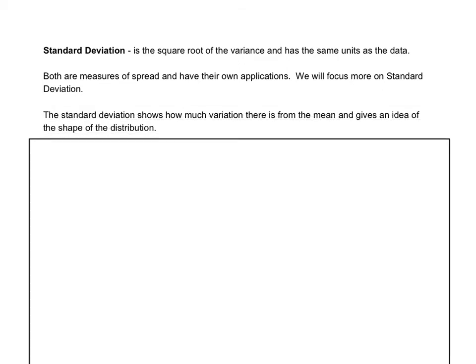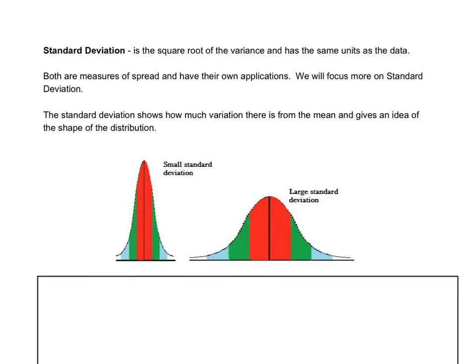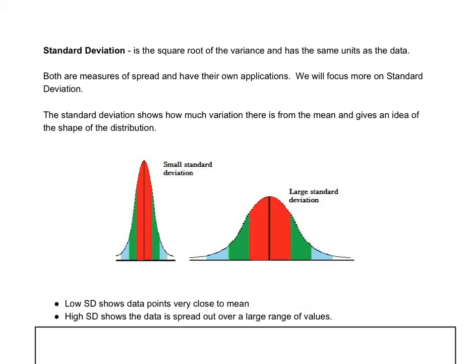Okay, standard deviation shows how much variation there is from the mean and gives an idea of the shape of that distribution. So based on these two graphs, if our data is very close to our mean, it's going to be our graph on the left. It's a small standard deviation. But now if our data set has a larger spread, data points are spread out further away from the mean, then we'll say it has a large standard deviation, and it's going to look like our graph here on the right. So low standard deviation shows data points very close, and high standard deviation shows data over a large range of values.